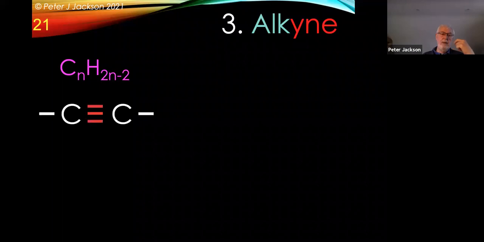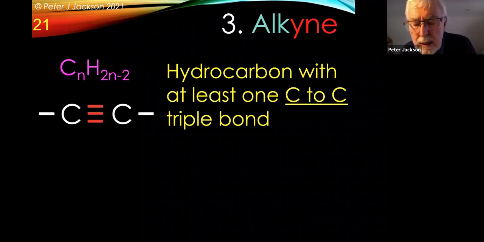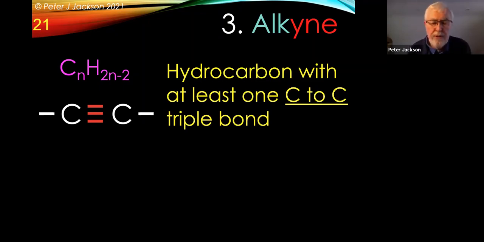The next are the alkynes. What's the general formula of the alkynes? CnH2n minus 2. It's got a carbon to carbon triple bond, a hydrocarbon with at least 1 carbon to carbon triple bond. Any compound containing a carbon to carbon double bond or a carbon to carbon triple bond is called unsaturated. And if you are asked to define unsaturated hydrocarbon, you must define the word unsaturated and the word hydrocarbon. Lots of people only do one.